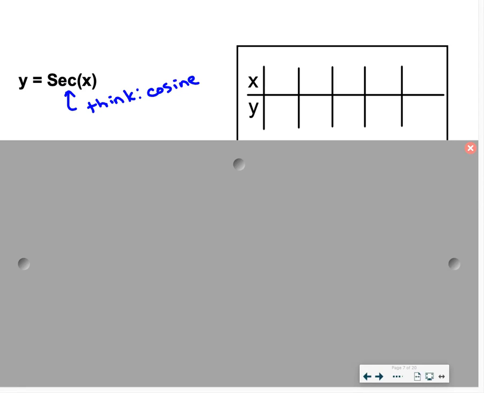So when you're ready, your X's and Y's are all going to start like a cosine chart. And then cosine starts at 1, then goes to 0, then -1, 0, then 1.